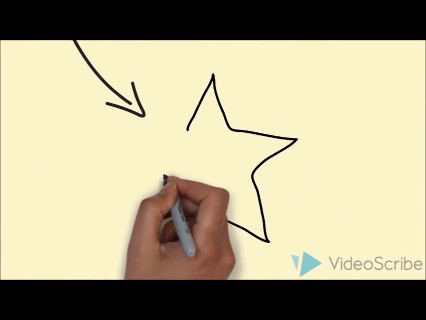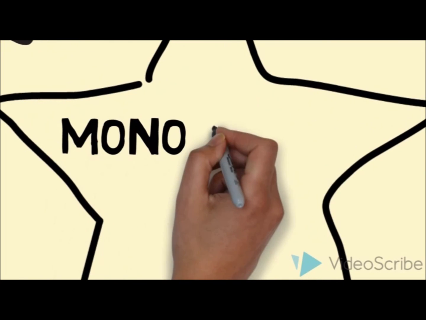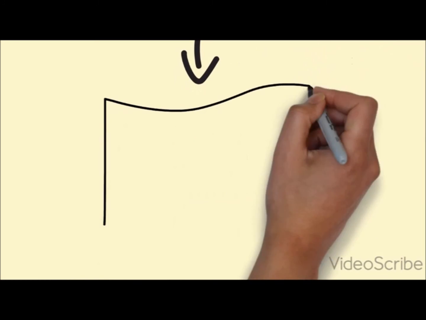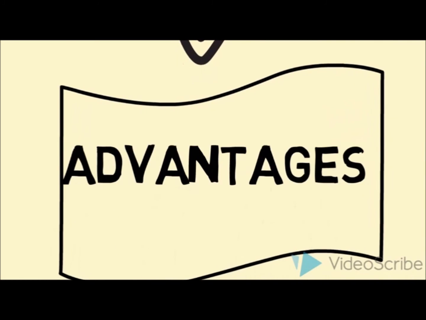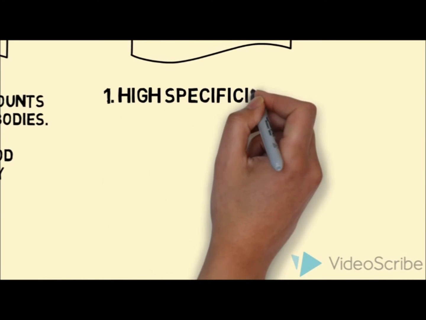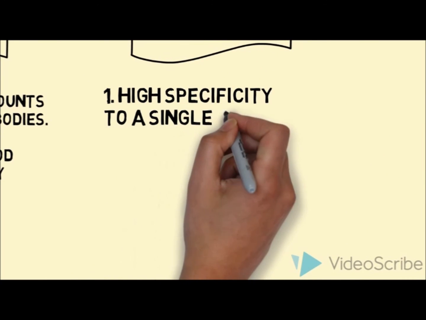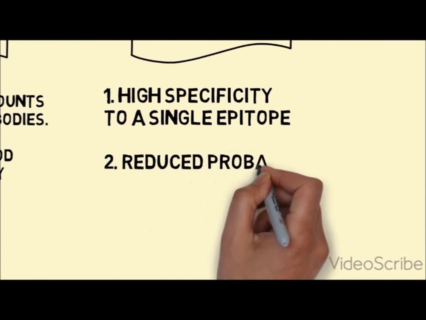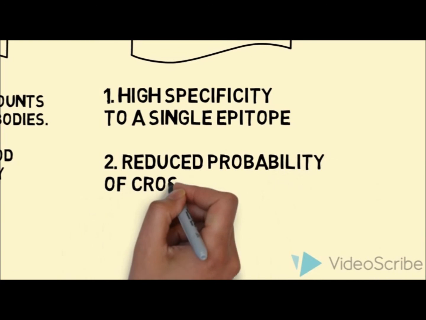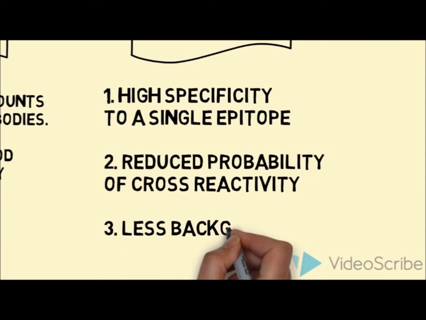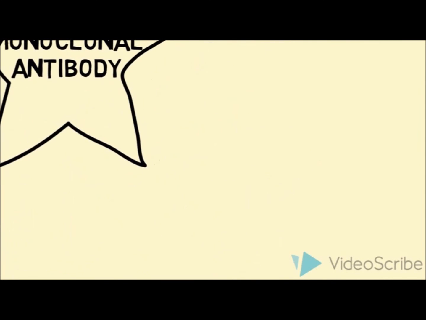For monoclonal antibodies, because they are monospecific and able to recognize one type of antigen only, here are the advantages. First, high specificity to a single epitope, thus making them extremely efficient for the binding of an antigen. Second, it reduces the probability of cross-reaction since it only consists of a single antibody. Third, it has less background from staining of the cell because it is specifically detecting one target epitope.